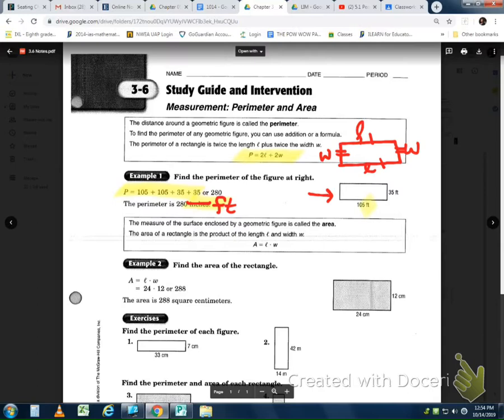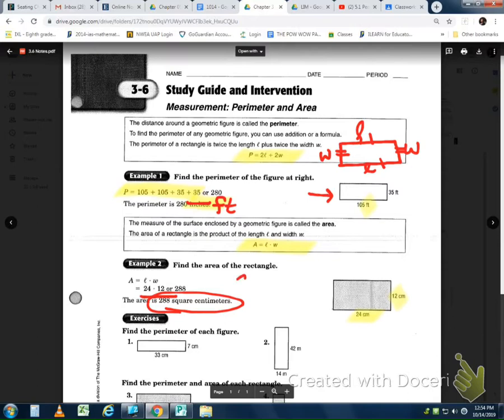So the area of a rectangle is length times width. You're actually calculating how many little square units fit inside that rectangle. So if you look at example 2, it shows that it's 24 centimeters this way and 12 centimeters this way. So out of that whole shape, they take 24 times 12, and there are 288 small squares in that shape. And that's why it is called square centimeters.